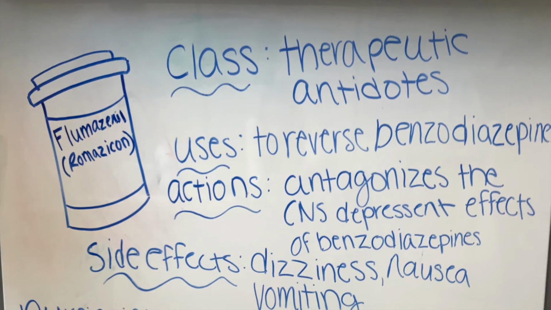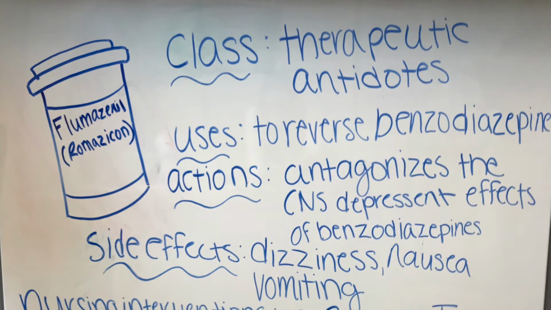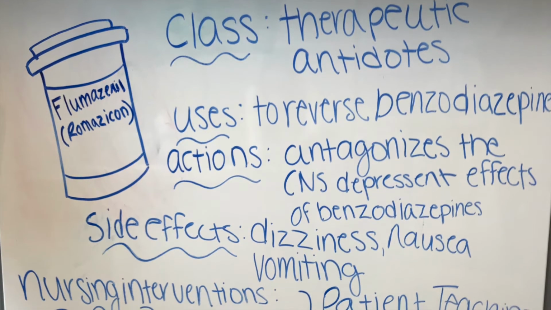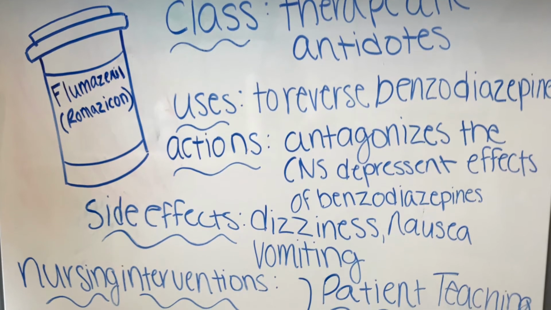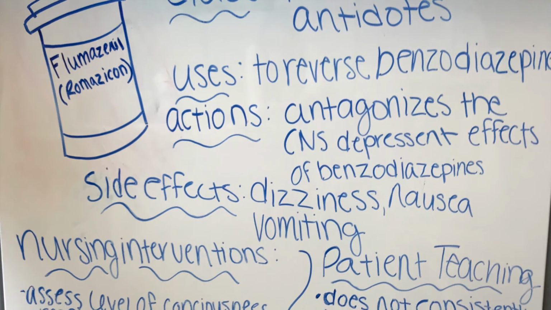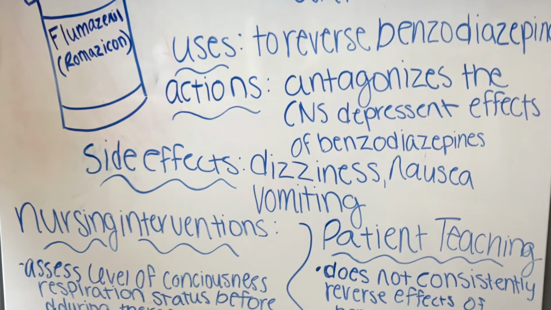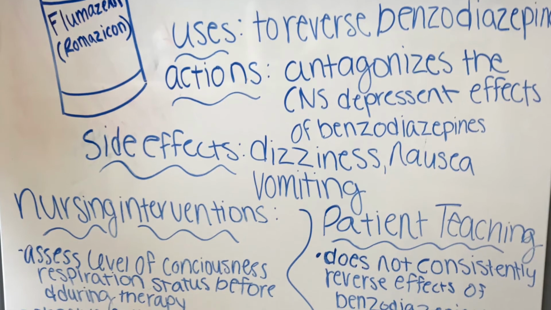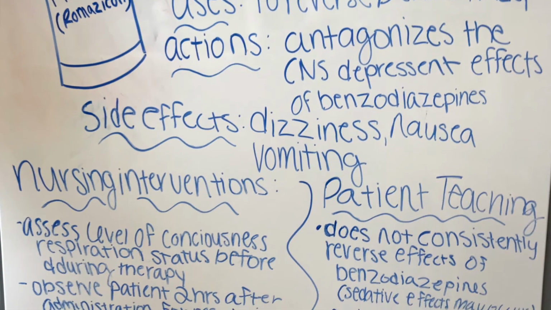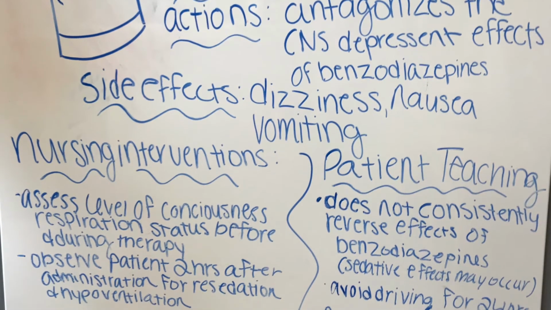Flumazenil, or Romazicon, is a therapeutic antidote. Its use is to reverse benzodiazepines. Its action is to antagonize the CNS depressant effects of these drugs. Side effects are dizziness, nausea, and vomiting. Nursing interventions to consider are to assess the level of consciousness and respiration status before and during therapy. You are to observe the patient 2 hours after administration for resedation and hypoventilation.